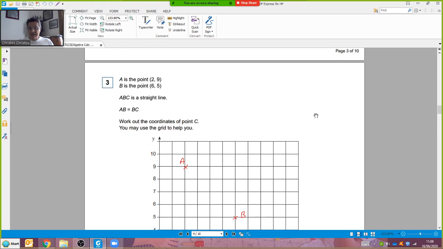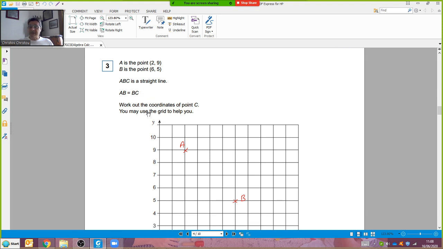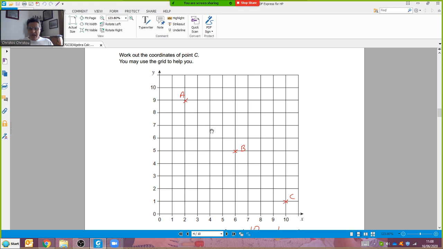Now you've got to read this really carefully. The line A, B, C is completely straight. And I know that the distance from A to B is the same as the distance between B and C. So I've got to work out how many squares I go across here and make sure it goes from B to C exactly the same. So there it is, the position of C.